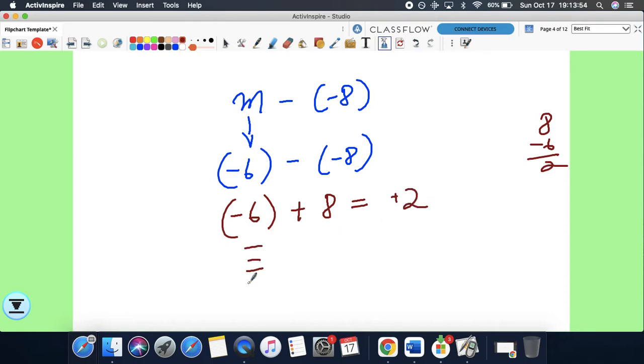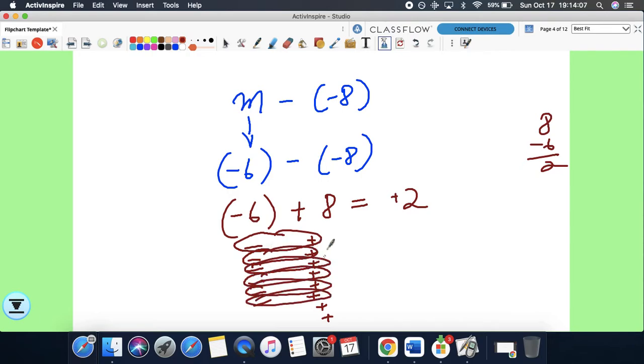So 1, 2, 3, 4, 5, 6. 1, 2, 3, 4, 5, 6, 7, 8. Can we make 0 pairs? Yeah, this is 0. That's 0. That's 0. That's 0. That's 0. That's 0. Well, that's gone. And how many positives do we have left over? 2. Same thing.